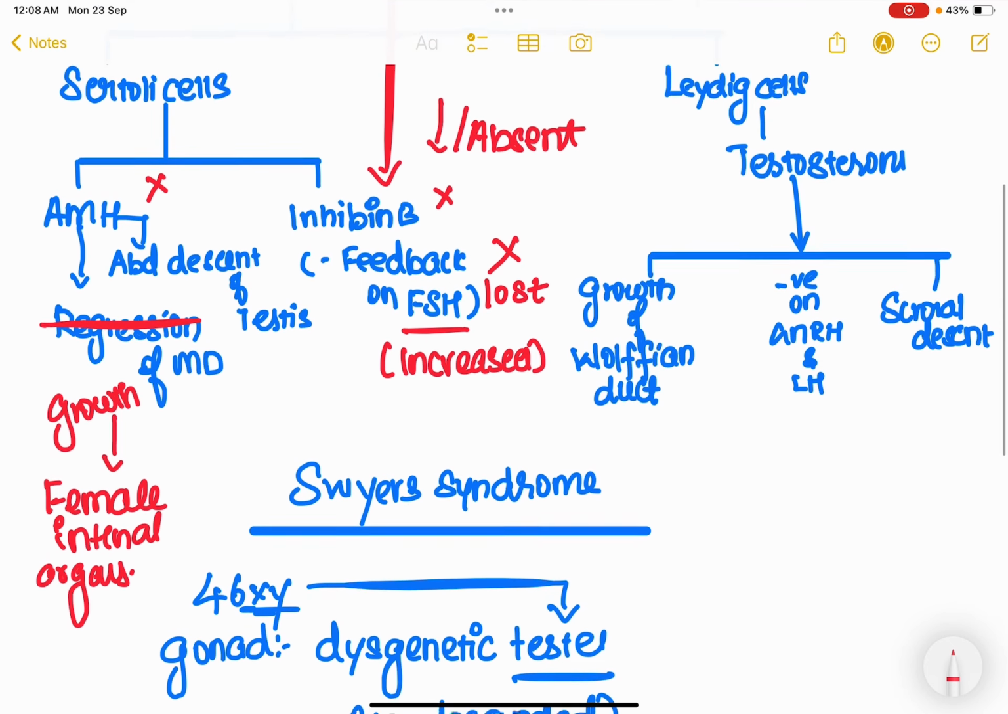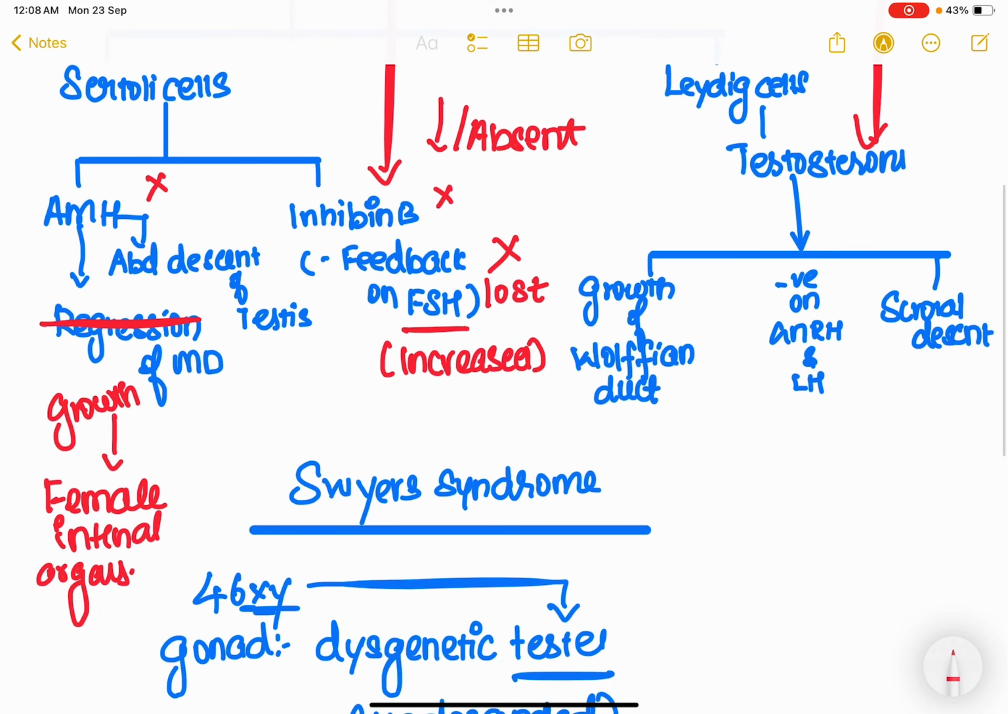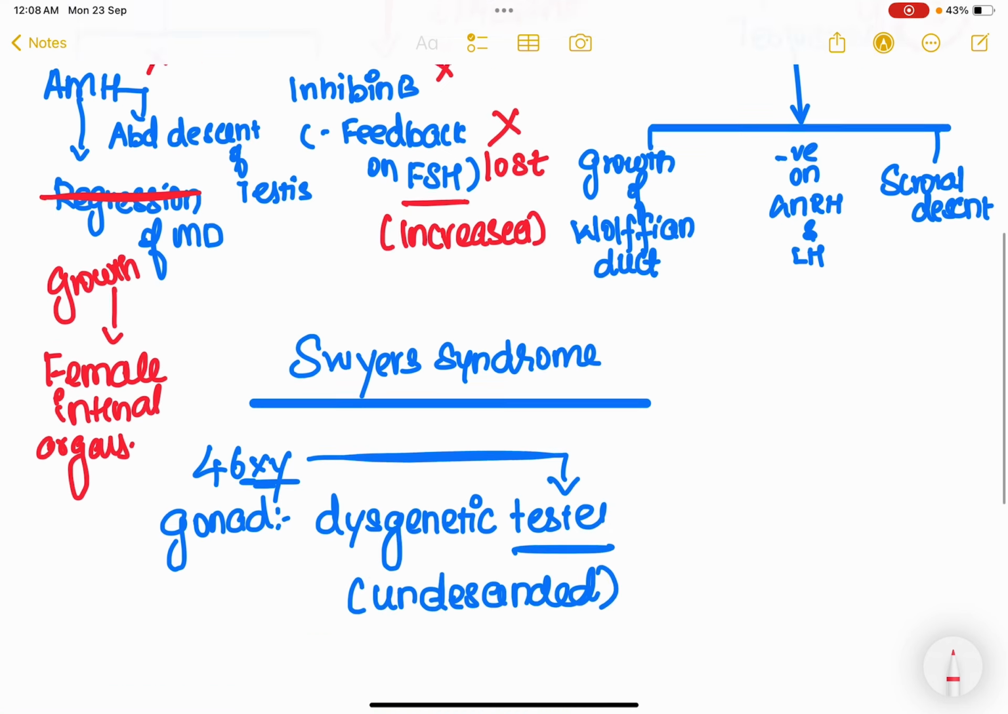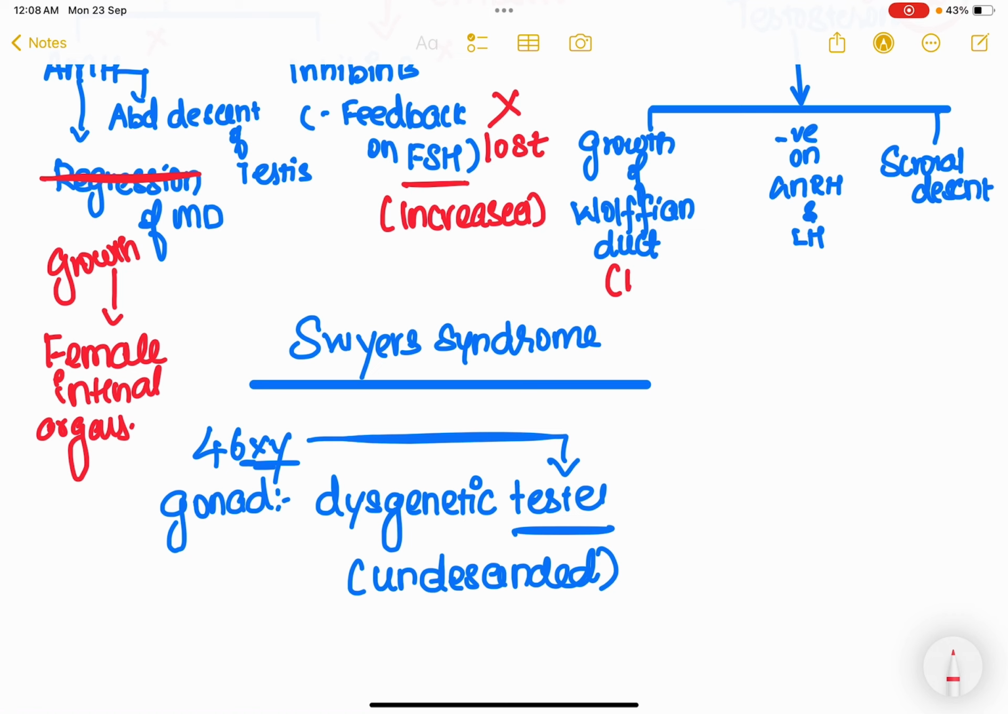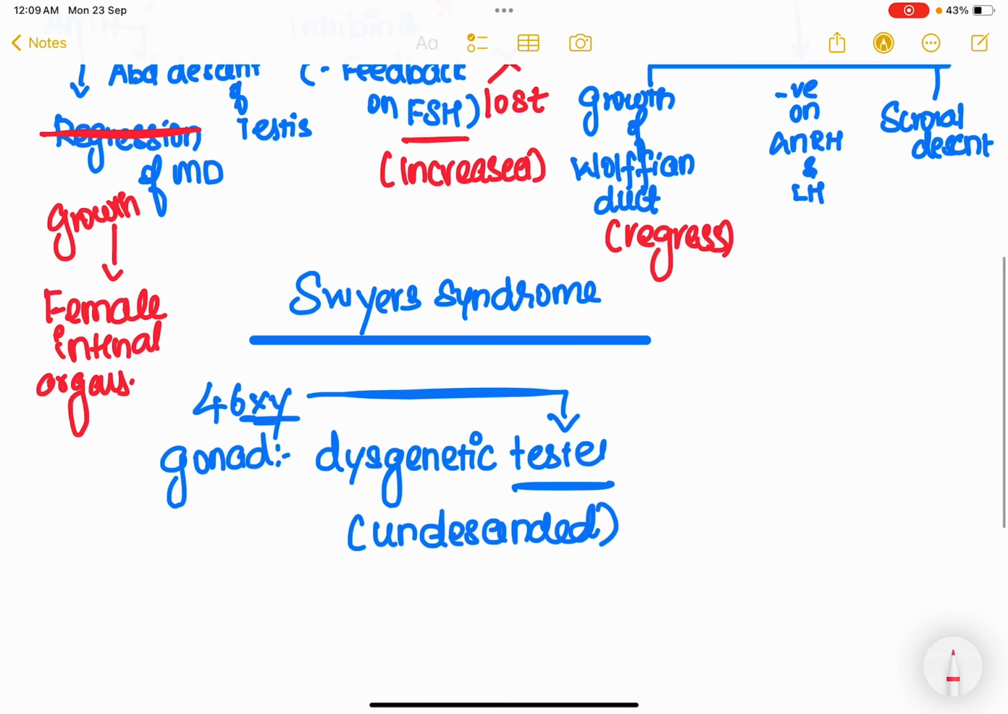Is that clear? Okay. Also, because the testis is dysgenetic, the testosterone is going to be absent. So when there is no testosterone, there is going to be no growth of the Wolffian duct. So the Wolffian duct is going to regress. And testosterone naturally has a negative feedback on the GnRH and LH. So this negative feedback is going to be lost because the testosterone is absent in patients of Swyers syndrome. Therefore, the levels of LH are going to be increased. So FSH is increased, LH is also increased.